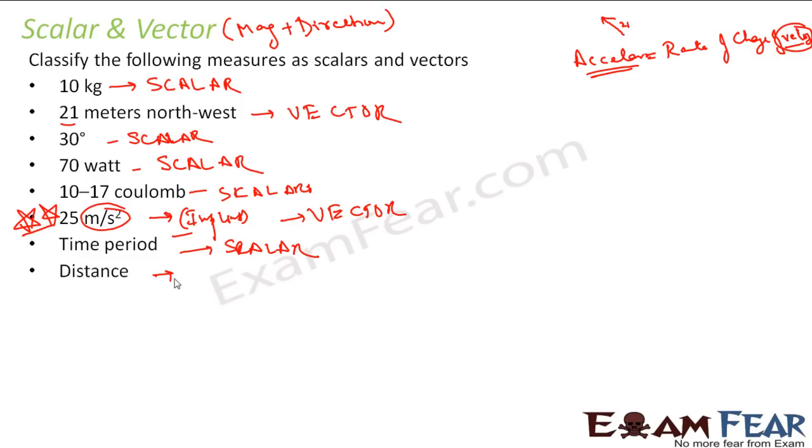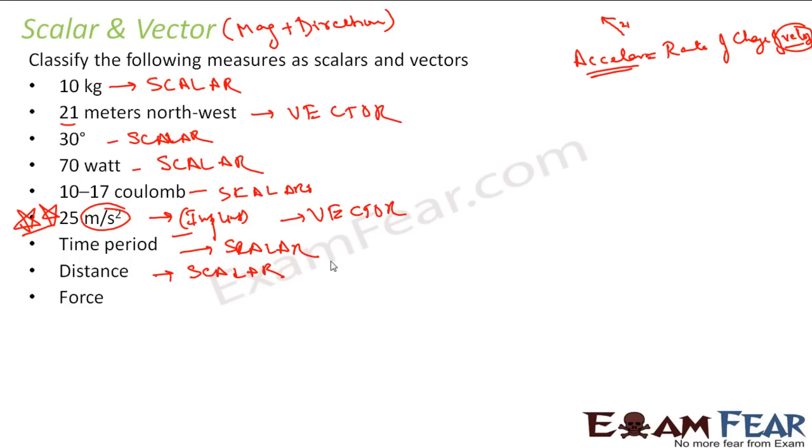Distance. Distance is again a scalar. Why? Because when you say distance, you talk about only length. You say 50 meter, 60 meter. You never talk about 50 meter in east, 50 meter in west, right? So it is a scalar.